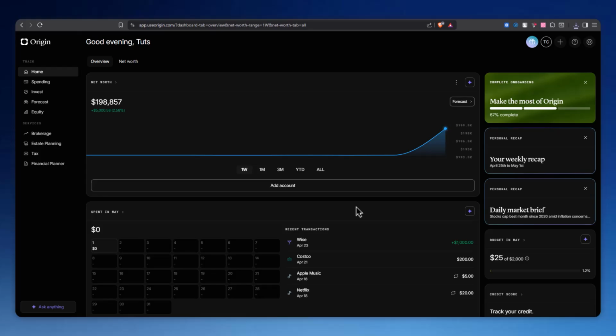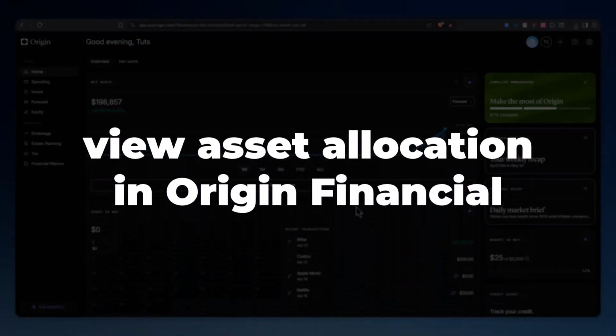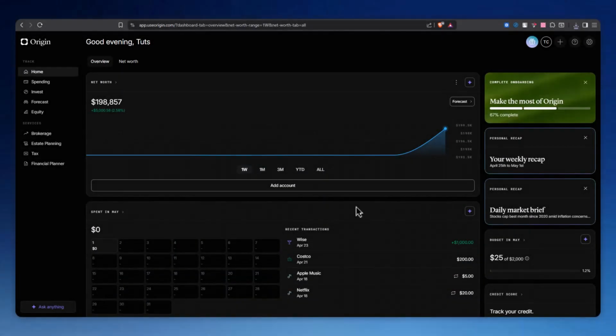In this video, I am going to show you how to view asset allocation in Origin Financial. Let's get started. The main place to check your asset allocation is the Invest tab from the top navigation menu.